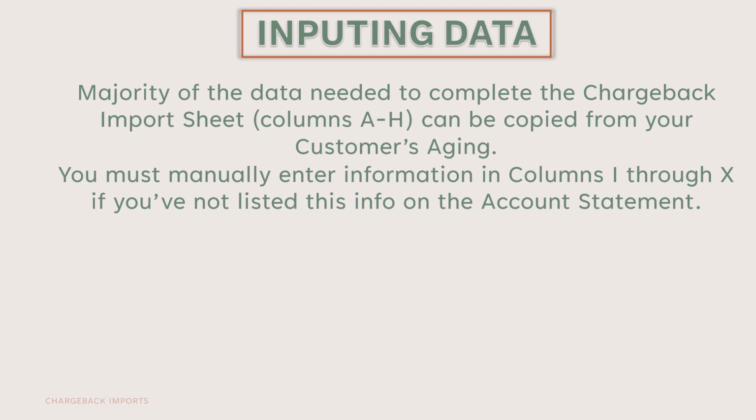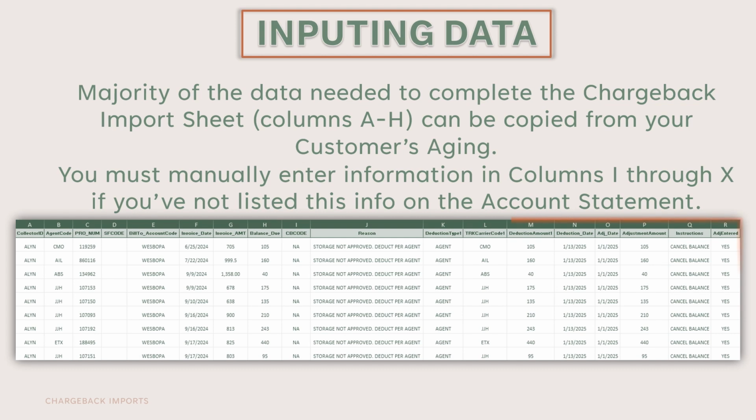You must manually enter information in columns I through X if you have not listed that information on your customer's account statement. That information would include your chargeback codes and reasons, your deduction types, dates, and amounts, and your instructions to the cash team. So whereas we're copying, pasting information for A through H right onto our import sheet, you will have to manually enter in the rest of these details when you're working on columns I through X.